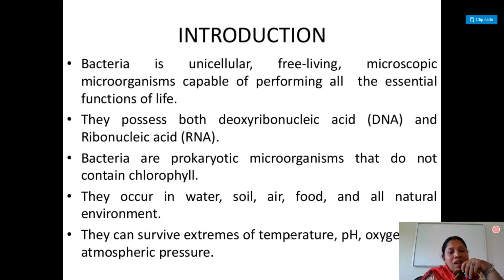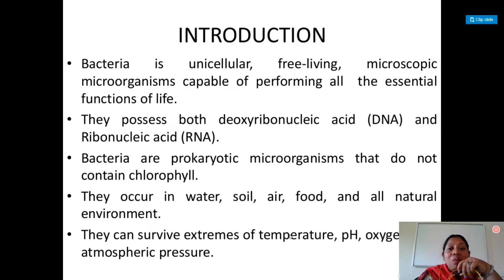Now bacteria is unicellular, consists of one single cell. So it is unicellular, free living, microscopic microorganisms capable of performing all the essential functions of life. They possess both deoxyribonucleic acid, which we call DNA, and ribonucleic acid, which we call RNA. Bacteria are prokaryotic microorganisms that do not contain chlorophyll, so they are not able to produce their own food. They are totally dependent on the host.